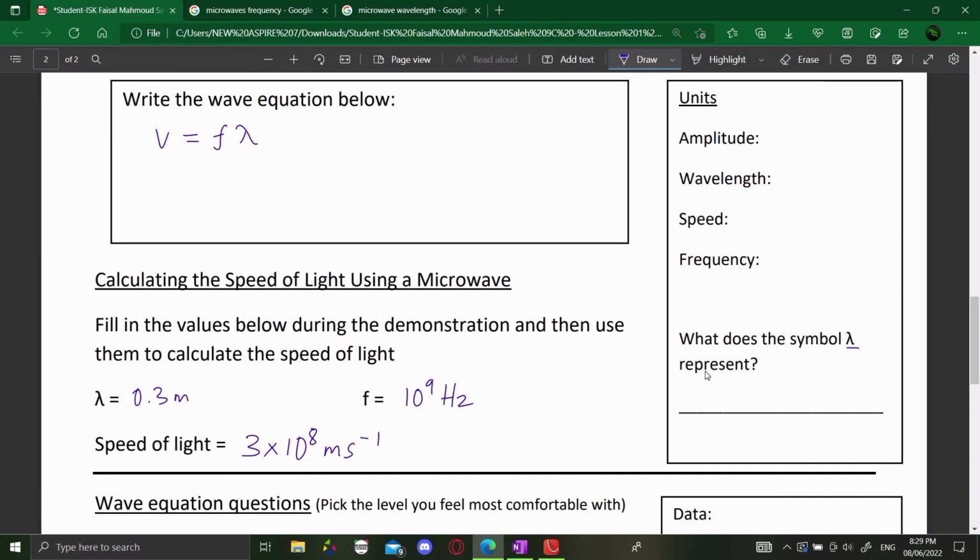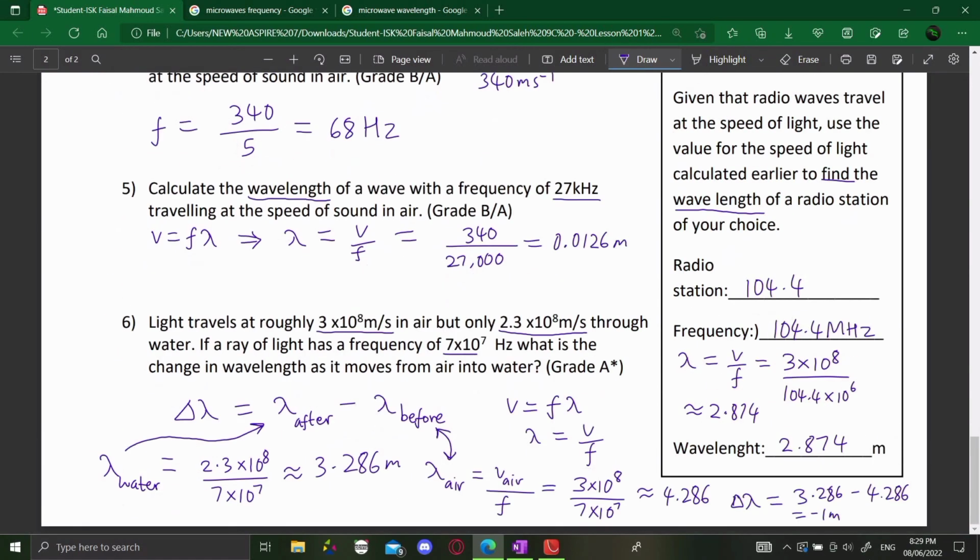This lambda represents the wavelength. And that's about it.